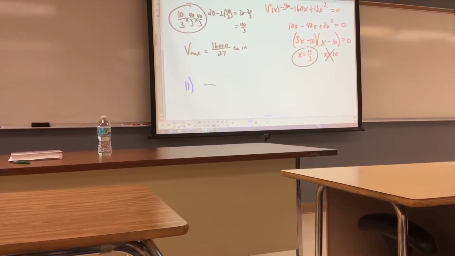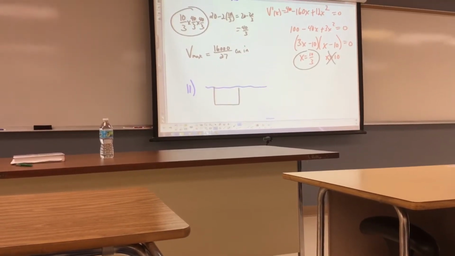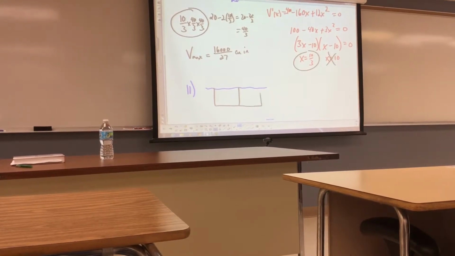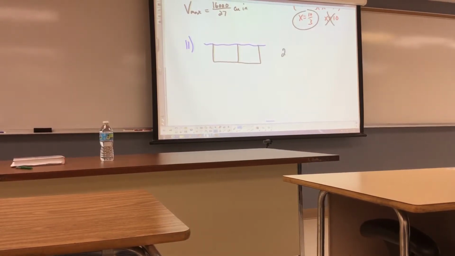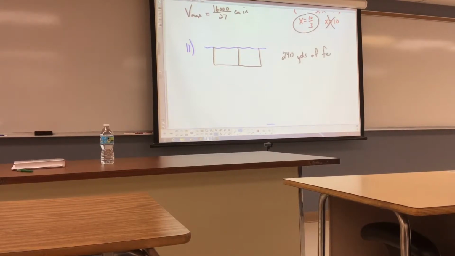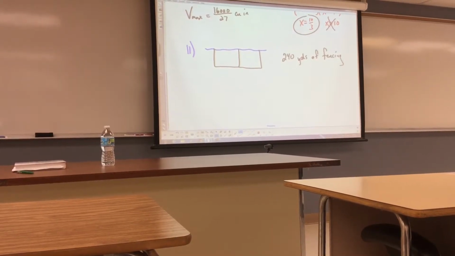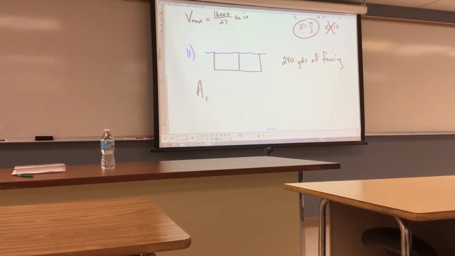All right, now for this one, because we have a river, we don't need any fencing along the river. So 2 rectangles like that, okay? And we're told that we have 240 yards of fencing. So, the largest total area that can be enclosed, so we want A max.